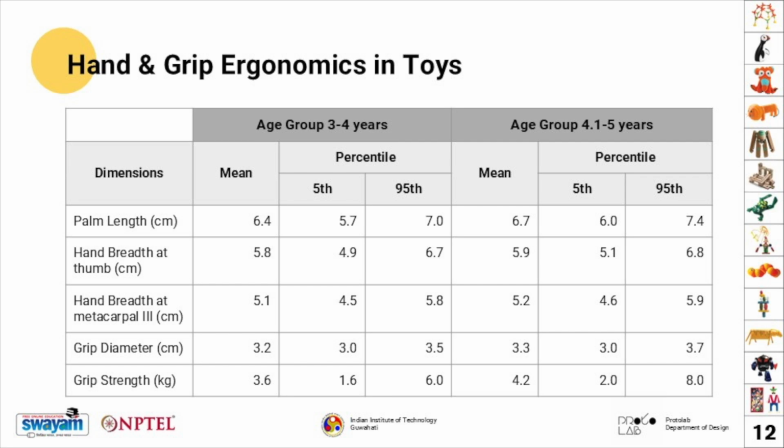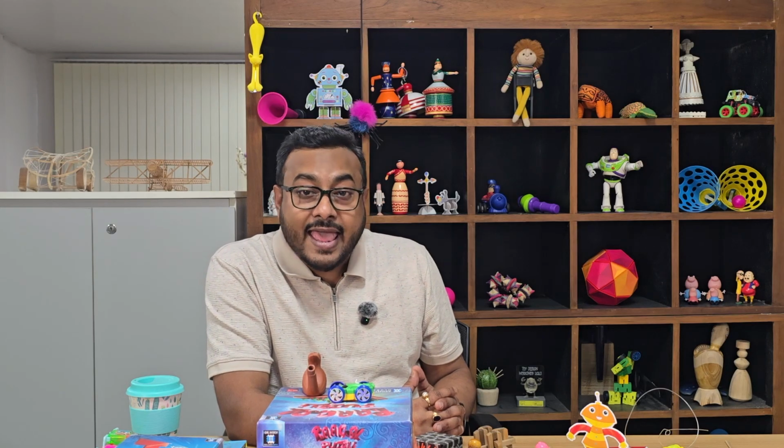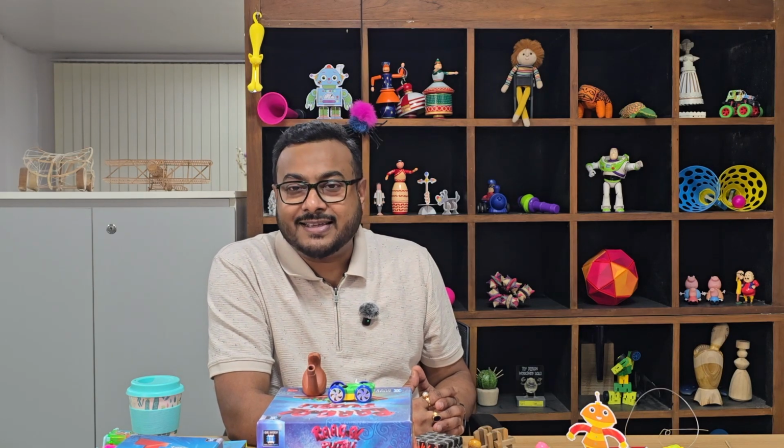Anthropometry allows us to make informed dimensional decisions. But remember, these are static measurements. Repetition and duration amplify strain. Ergonomics asks not just can they grip it, but also can they sustain it comfortably.